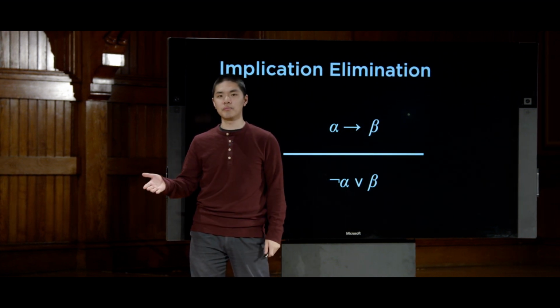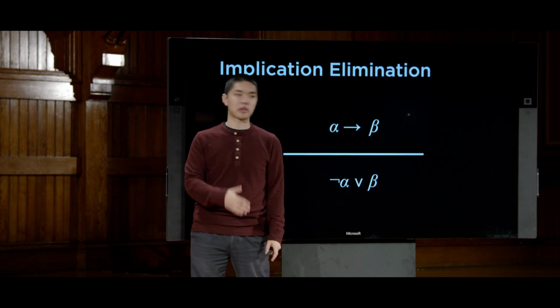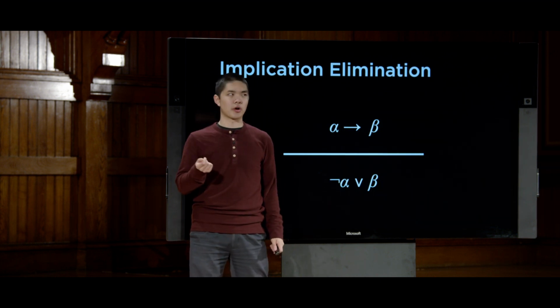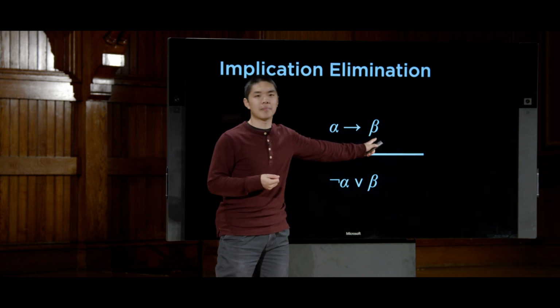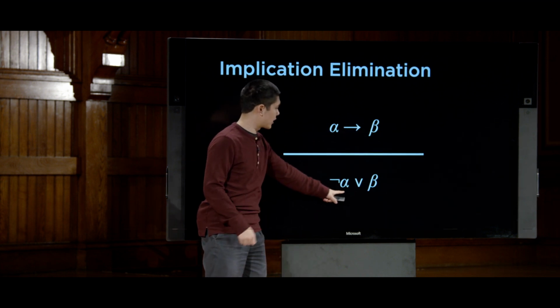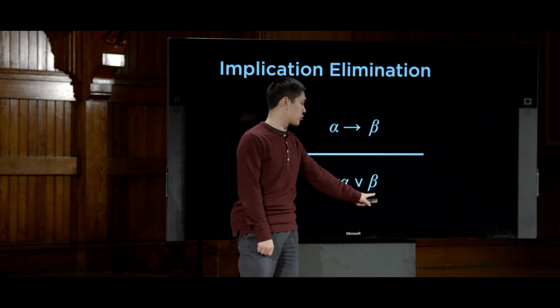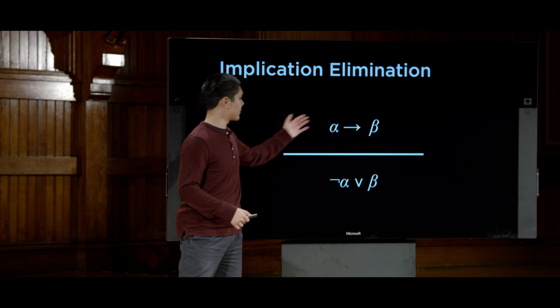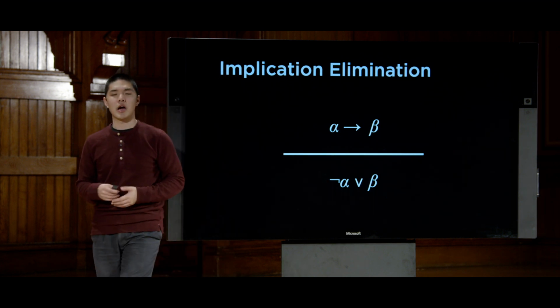Either alpha is true or alpha is not true. So one of those possibilities is alpha is not true. But if alpha is true, well, then we can draw the conclusion that beta must be true. So either alpha is not true, or alpha is true, in which case beta is also true. So this is one way to turn an implication into just a statement about or.